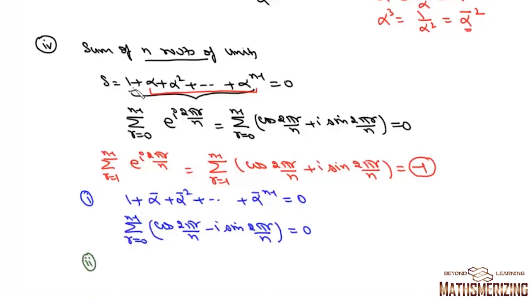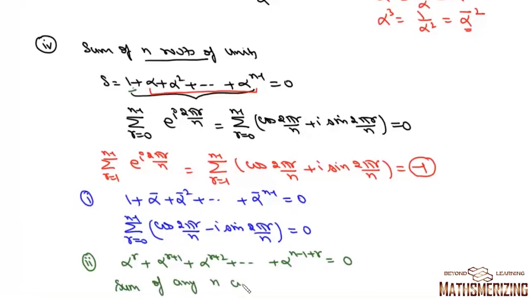if we multiply it with alpha to the power r, we can write alpha to the power r plus alpha to the power r plus 1 plus alpha to the power r plus 2 up to alpha to the power n minus 1 plus r will also be 0. That is, the sum of any n consecutive powers of alpha will also be 0.